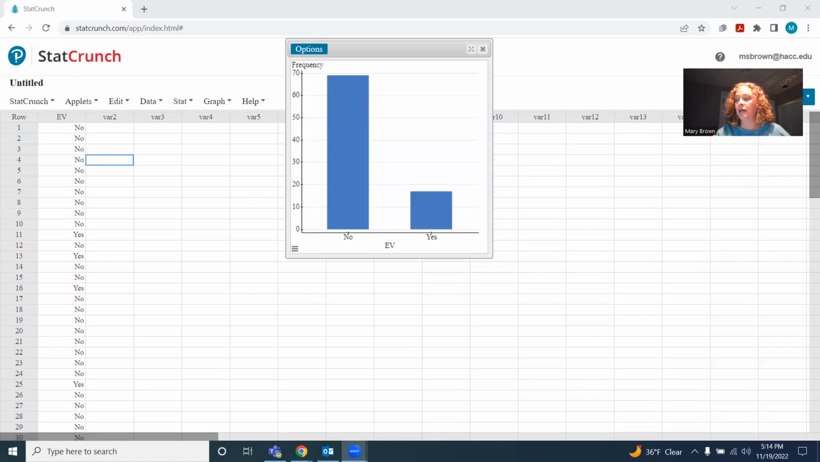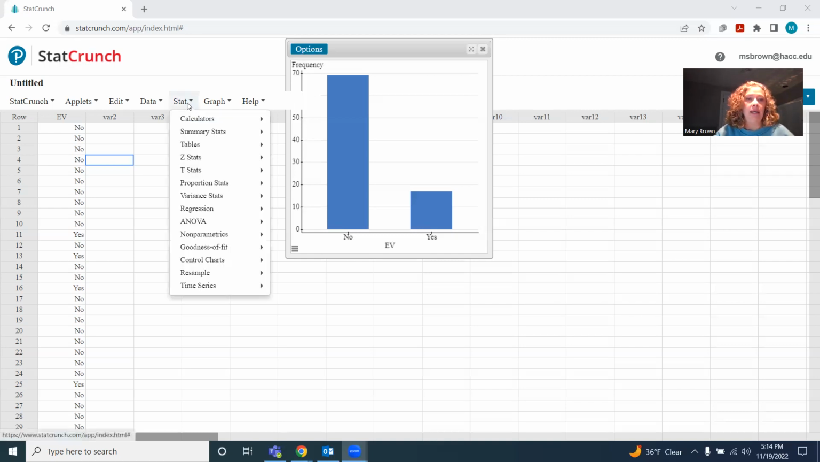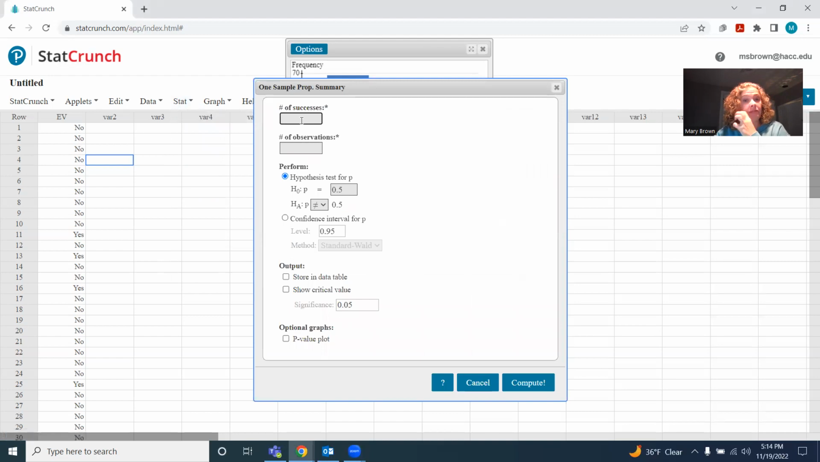Okay, next we're ready to perform a hypothesis test to see if we can make the claim that fewer than 50% of HAC students have driven in or ridden in an electric car. To do that, we'll go to Stat, Proportion Stats, and One Sample. In this case, we have the summary. The number of successes I found was 17, and the total number of observations was 86. My null hypothesis, H0, is that the proportion is equal to 50%, and my alternative hypothesis, what I believe, is that the proportion is actually less than 50%.